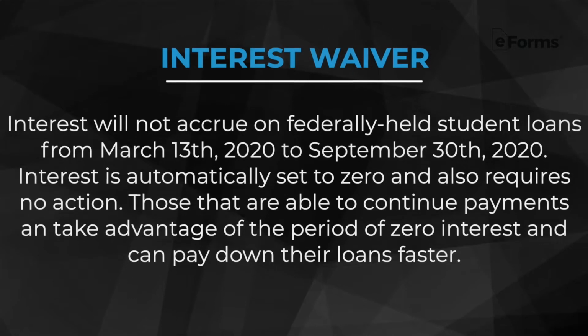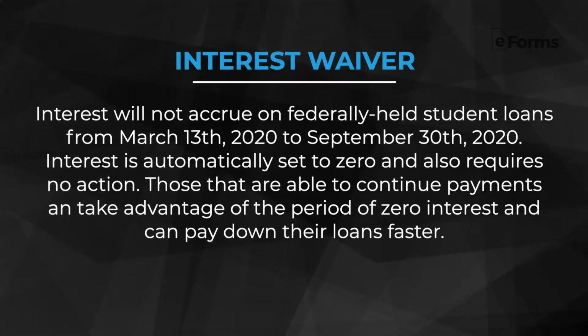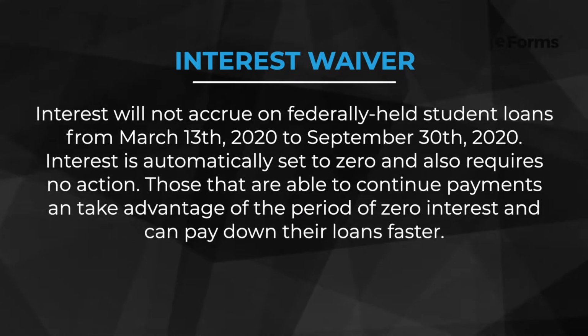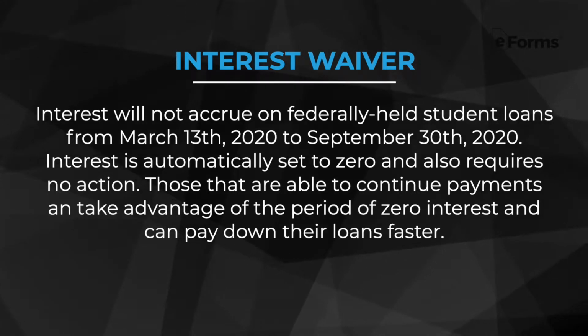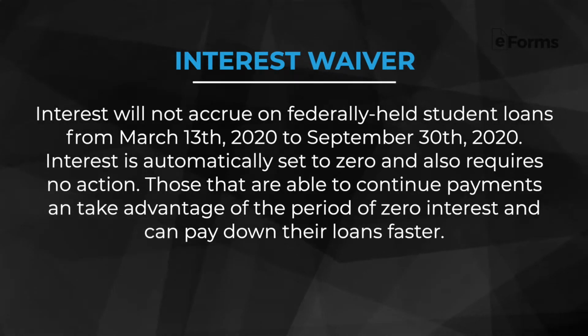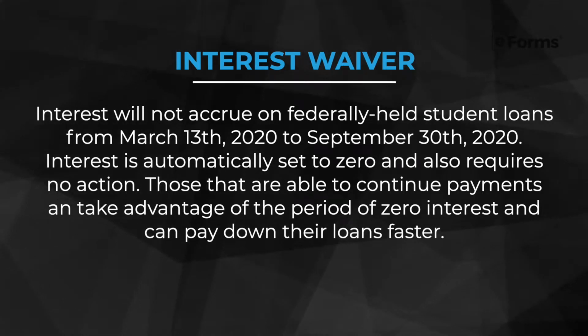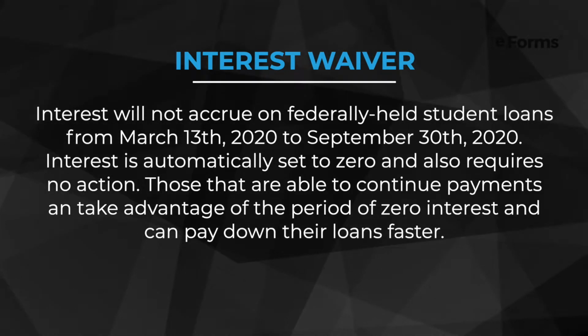Interest waiver. Interest will not accrue on federally held student loans from March 13, 2020 to September 30, 2020. Interest is automatically set to zero and also requires no action. Those who are able to continue payments can take advantage of the period of zero interest and can pay down their loans faster.